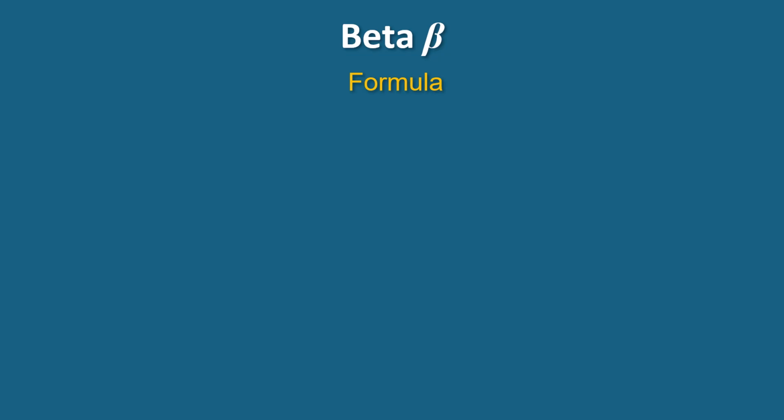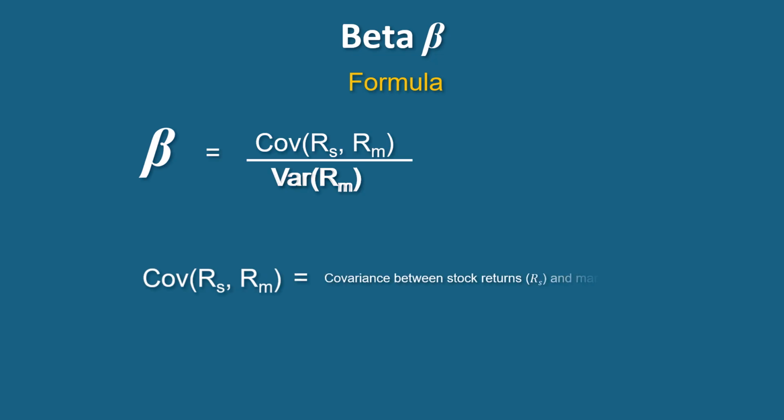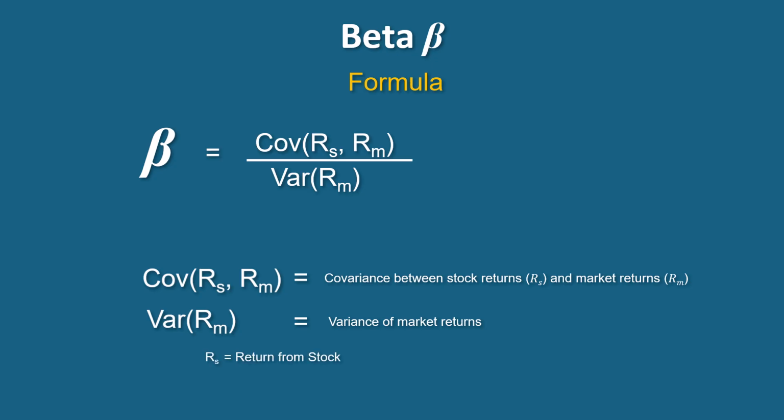The formula for beta is beta equals covariance of RS and RM divided by variance of RM, where covariance of RS and RM is covariance between stock returns RS and market returns RM. Variance of RM is variance of market returns. And RS stands for return from the stock, RM stands for return from the market. To calculate beta, we will deep dive into everything.